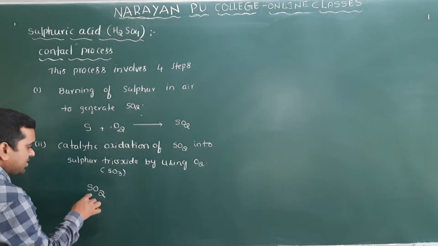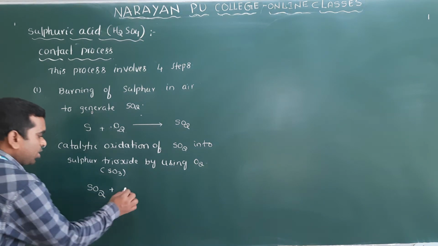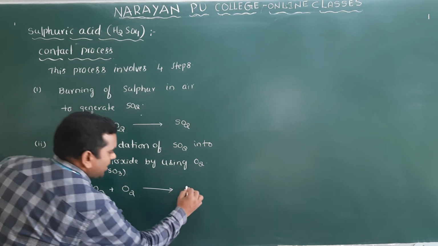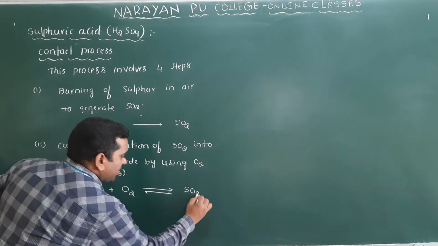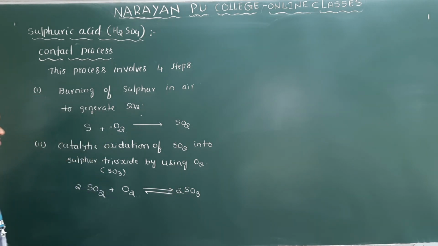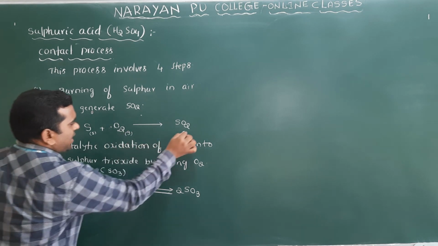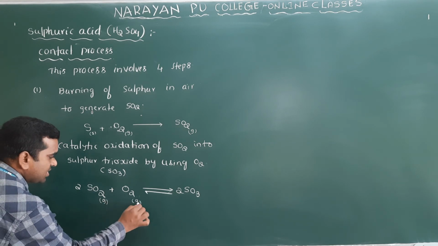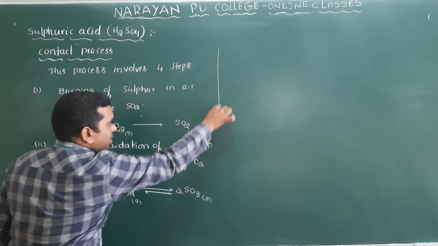We have already discussed this many times when we discussed sulfur and sulfur dioxide. When sulfur dioxide is treated with oxygen, this is actually a reversible reaction. What do you get? SO3. Balance it: take 2 moles and you get 2 moles. Sulfur is a solid, oxygen is a gas, sulfur dioxide is a gas, and sulfur trioxide is also a gas.